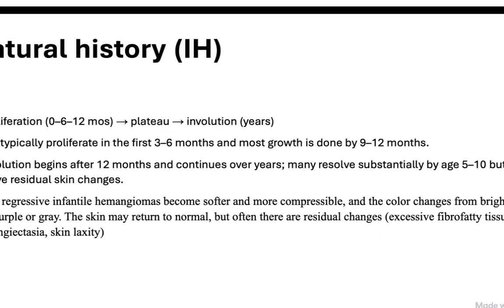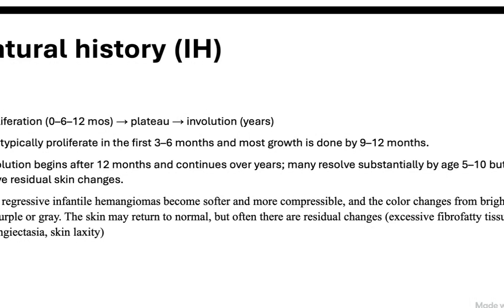So what is the life cycle of a hemangioma? Well, they first proliferate in the first 3 to 6 months, and then they reach their maximum growth by 9 to 12 months. Then they regress after 12 months, and this continues over the years. Many of them resolve substantially by age 5 to 10, but can leave residual skin changes.